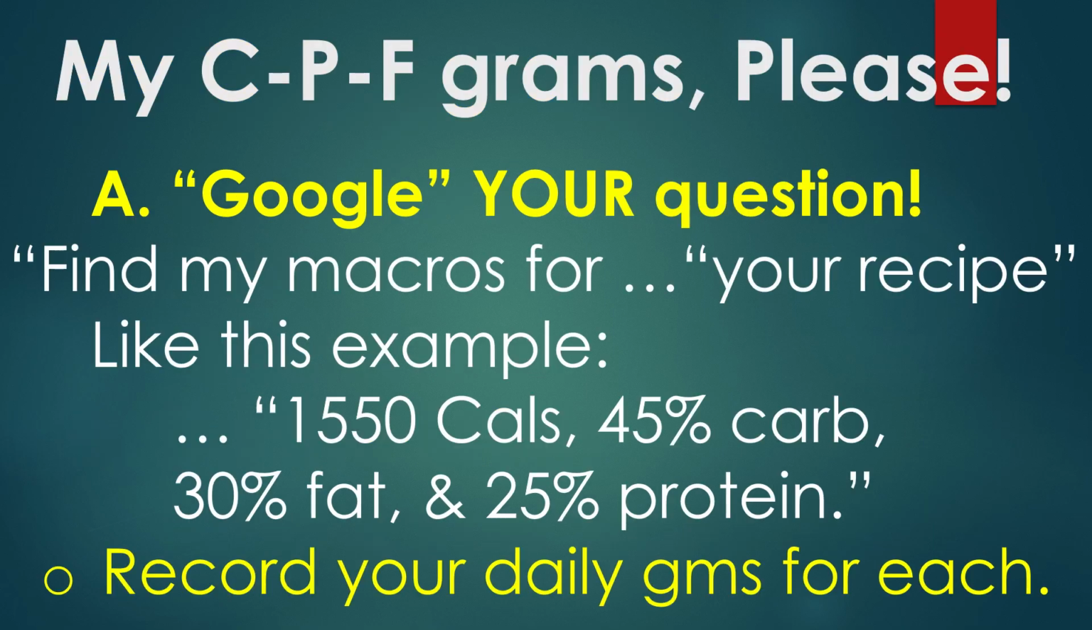Anyway, if you just want to pop it into Google or a browser or AI, just ask the question of what you're after. I'm going to use this example: find my macros for a 1,550 calorie diet based on 45% carb, 30% fat, and 25% protein. Then hit enter, and it's going to come up with the grams for you. So you're just looking for the gram numbers, and then write those down along with your calorie level and your nutrient grams.